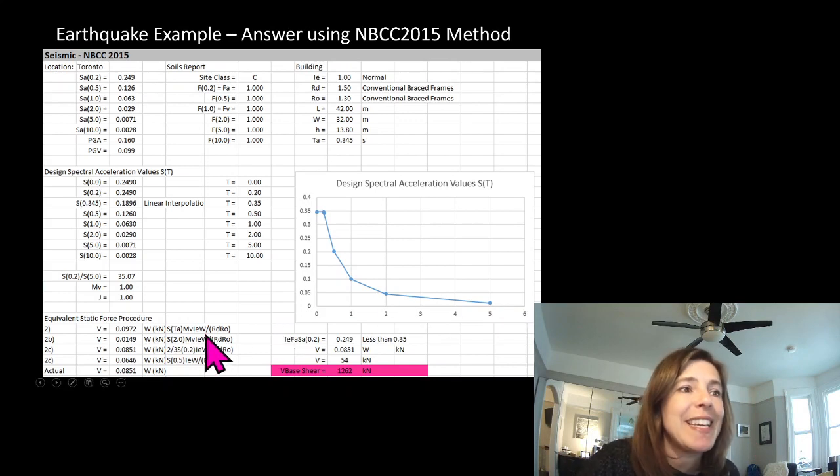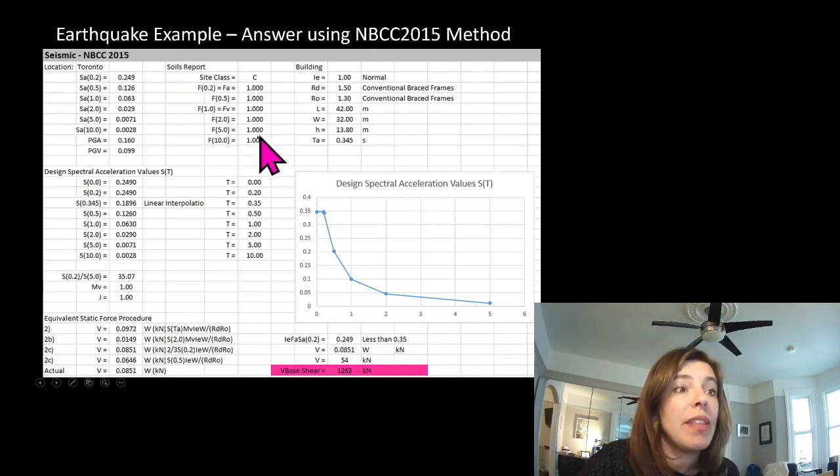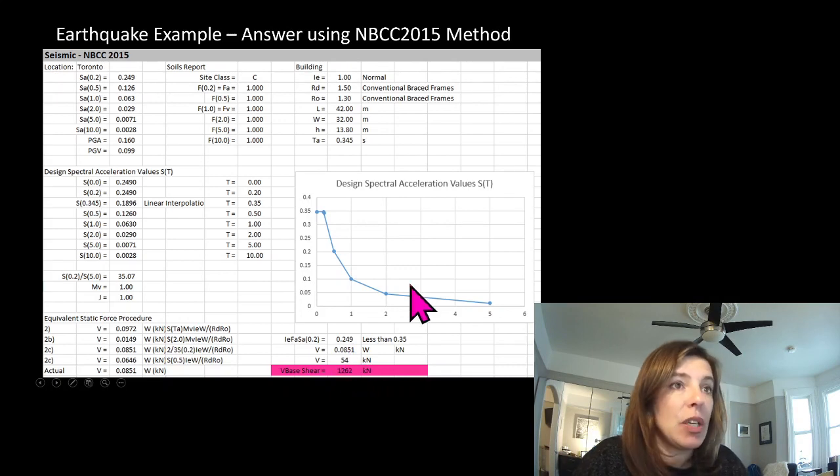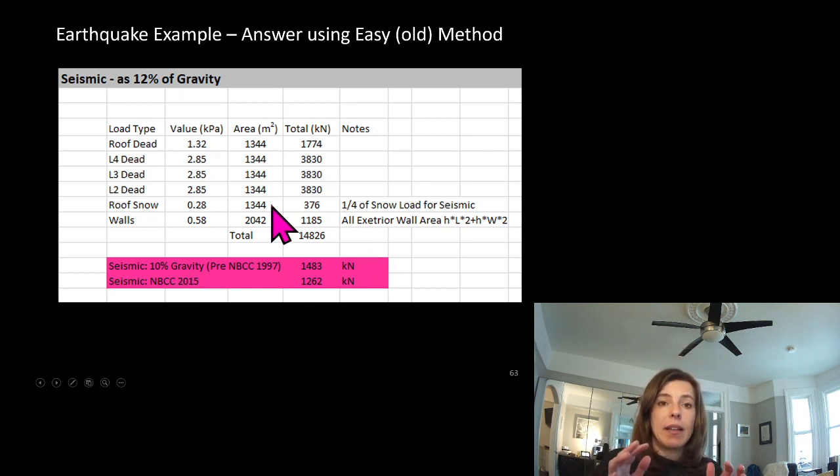I just want you to see all of the things that go into calculating this. It works out that the percentage I would actually be using with this refined approach is about 8.5% of the gravity load. So all of this to calculate this value right here, and if I calculated the base shear using 8.5%, it would be 1,262. So this is all just to say that the values come out still very similar.